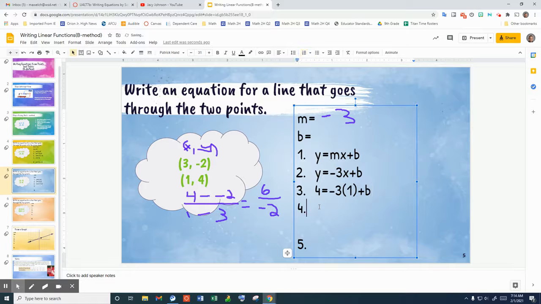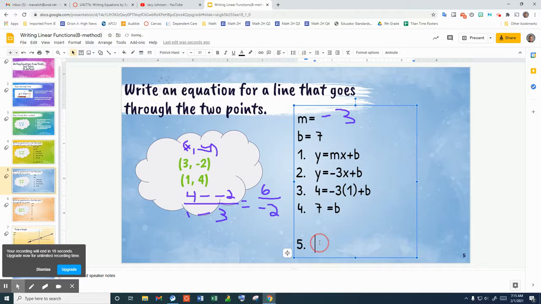Now I'm going to solve for b. Now -3 times 1 is -3. If I want to move that -3 to the other side to get b by itself, I'm going to add 3 to both sides. So I'm going to get 4 plus 3, which is 7, is equal to b. Now that I have both my b value and my m value here, I can actually write my equation. y is equal to -3x plus 7. And we have found both the slope and the y-intercept and written the equation of a line that goes through 2 points.